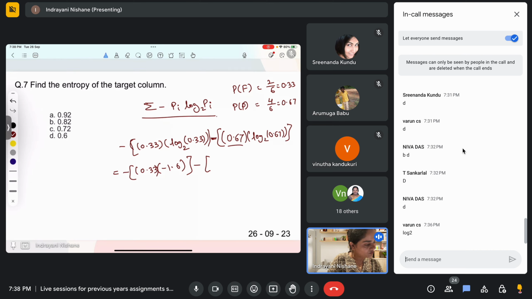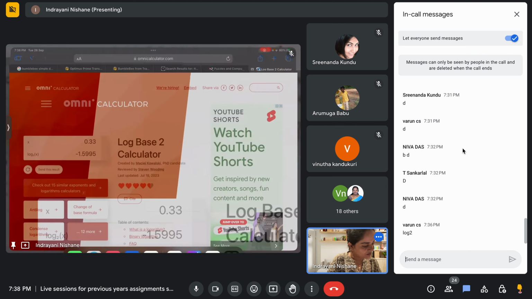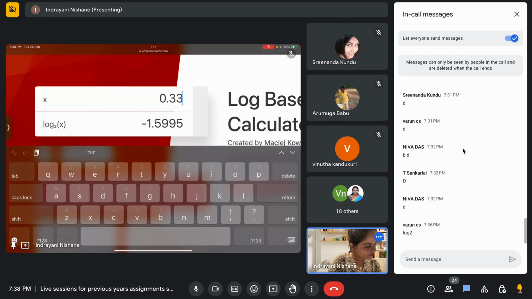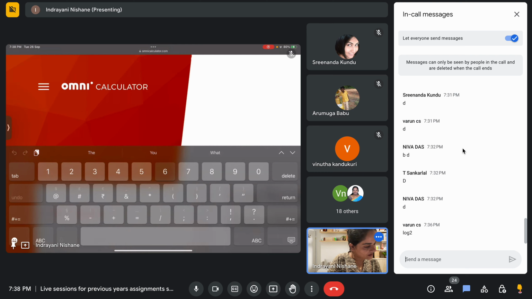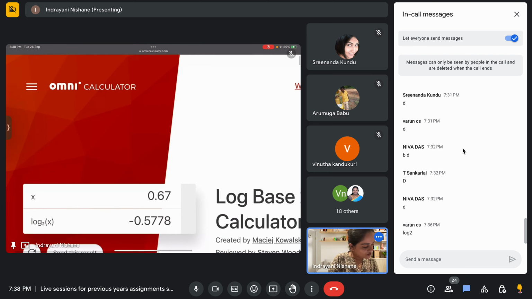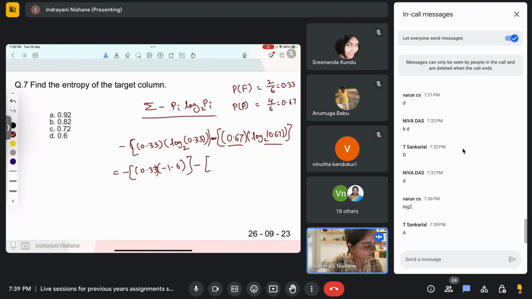So let's do this calculation: 0.67 multiplied by log to the base 2 of 0.67. Okay, so let's go here. Minus of 0.5, let's round it off to 0.58. Let's consider 0.58, or we can do it 0.6 also for simplicity. Let's do it 0.6, so that it becomes 0.67 into 0.6.